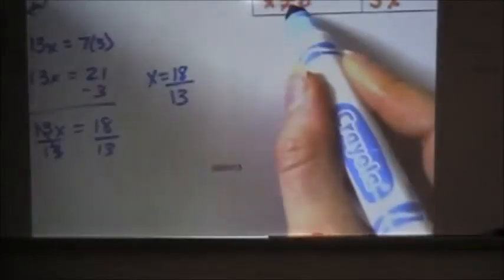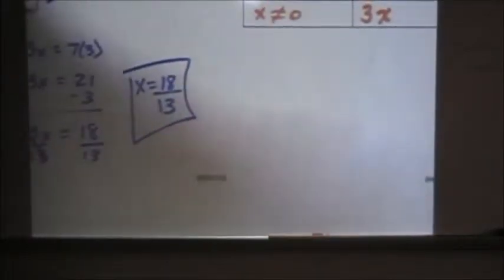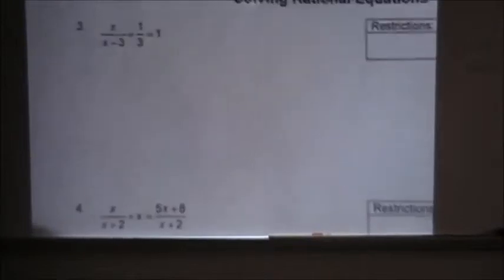Now, you need to check that against your restriction. X can't be 0, but x can be 18 thirteenths. So that is my answer, and I am finished. Okay, so let's do another example. Of course, these examples are getting progressively more difficult. So let's look at this one.